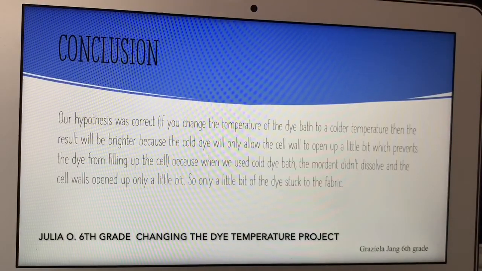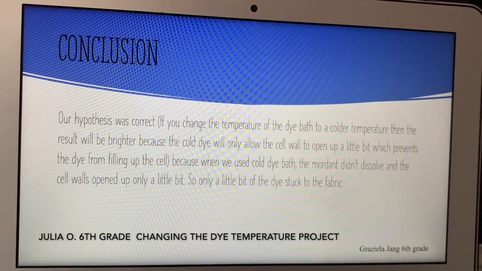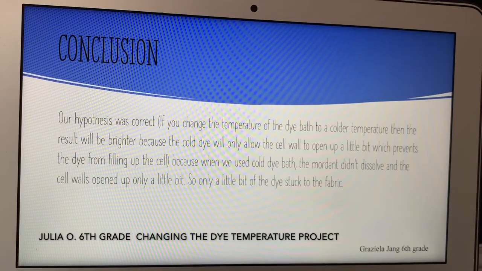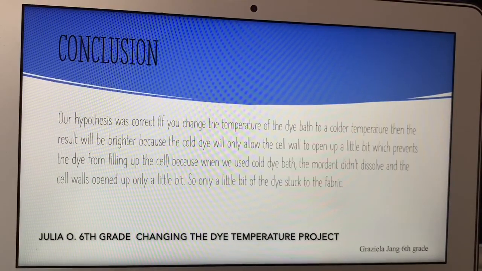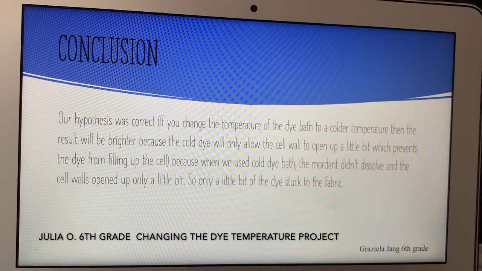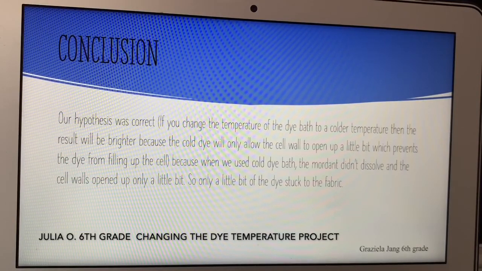Our conclusion is that our hypothesis was correct because when we used cold dye bath, the mordant didn't dissolve and the cell walls opened up only a little bit, which led to a less pigmented egg. So only a little bit of the dye stuck to the fabric.